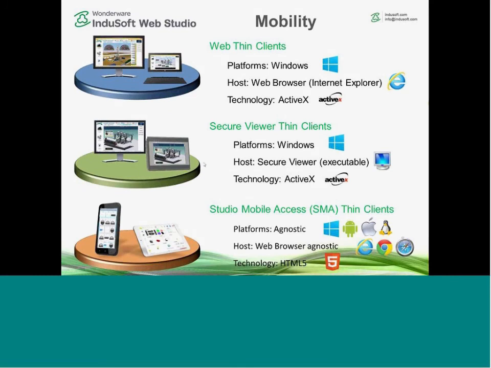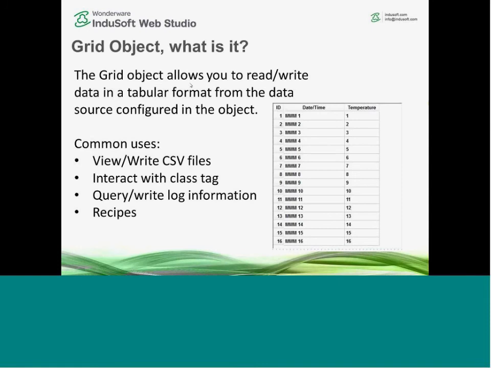The mobility part of this, we have these 3 different thin clients, and again, I'm going to point out this SMA thin client, and I'm going to show you the grid object on Chrome when we get a chance. So what is this grid object? Well, the grid object allows you to read and write data in a tabular format from whatever the data source is configured in the object.